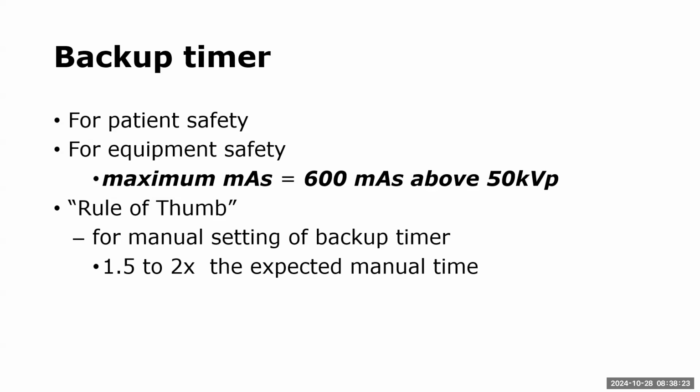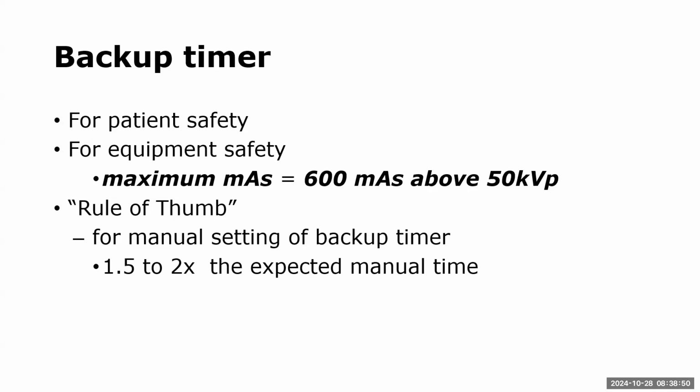600 mass. That's a lot. Okay, that's a lot of mass. So we don't want that to run, but that's what the government requires. That's the cutoff. If your equipment has the ability to set a backup timer, your rule of thumb would be set your backup time to about 1.5 to 2 times what you'd expect it to be.